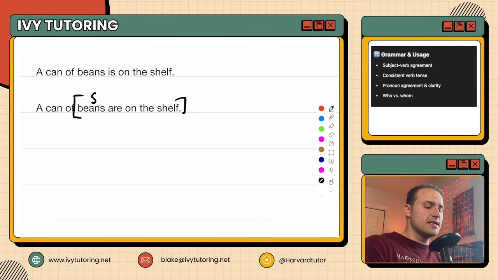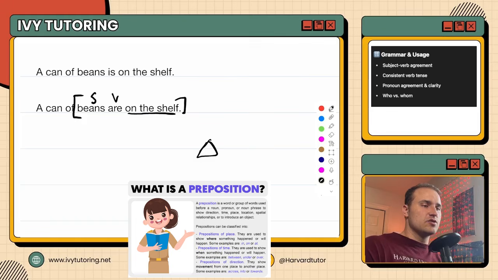Why? Because this is our subject, this is our verb, this is our preposition. Ooh, fancy word. Preposition is what you do to an object in space. It's what you do with the triangle. You can go under the triangle, over the triangle, through the triangle, around the triangle, right?